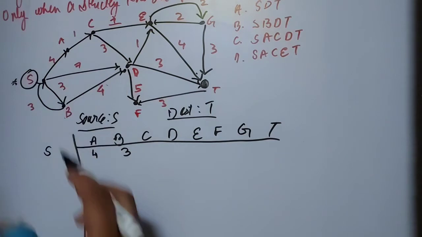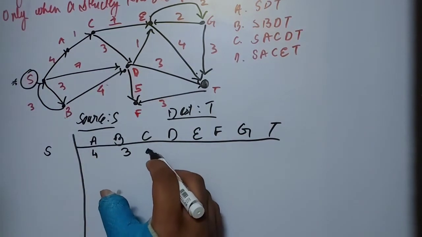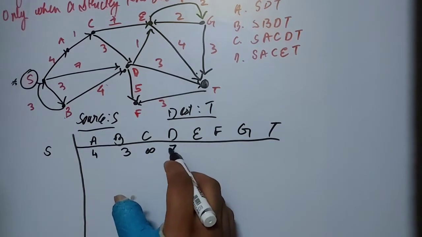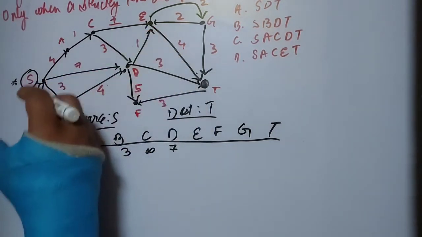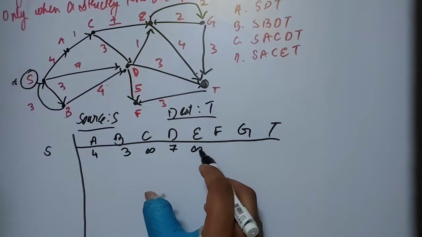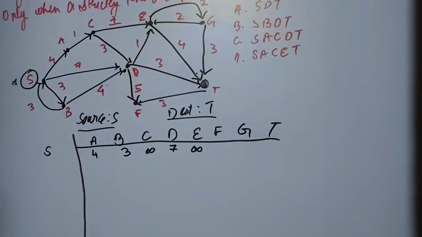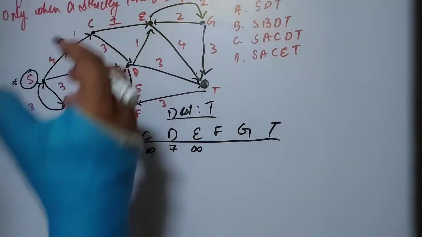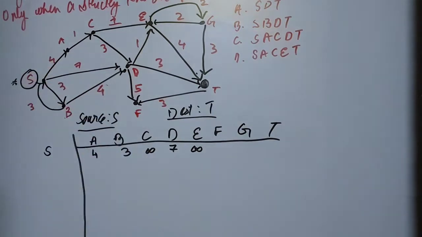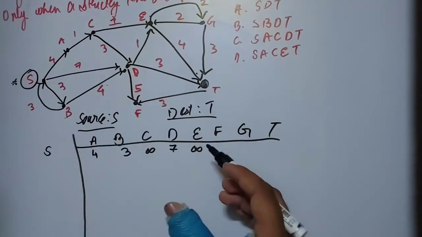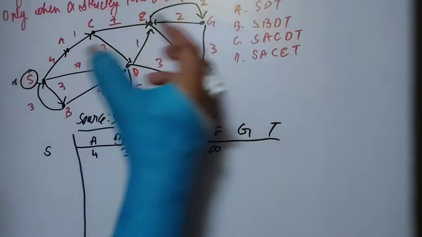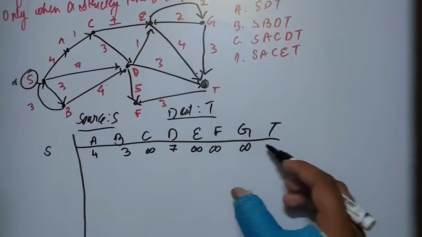S to C is not known. So we will put infinity in this column. S to D is 7. S to E is not known because there is not a direct path from S. Means that S is not directly connected to E. It is connected via C, which has not yet been explored by Dijkstra's algorithm. So we'll put infinity in this column. S to F is also unknown, so we'll put infinity. S to G is also unknown. So we'll put infinity in this column.